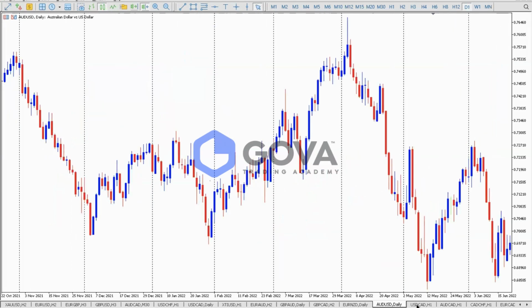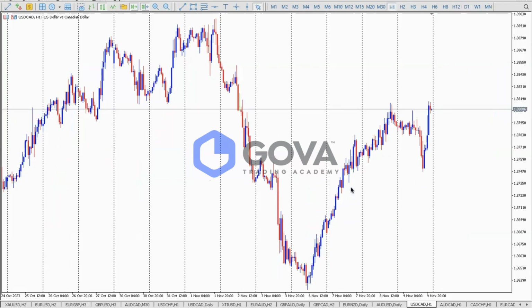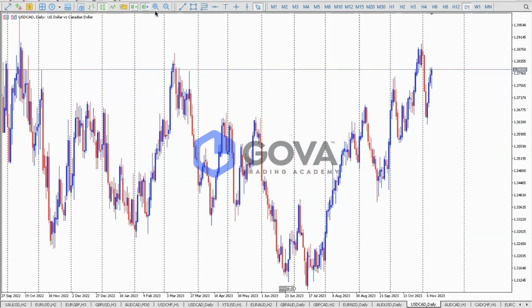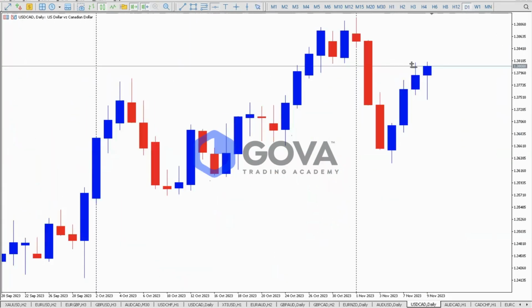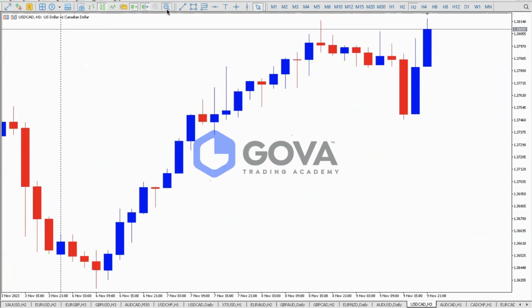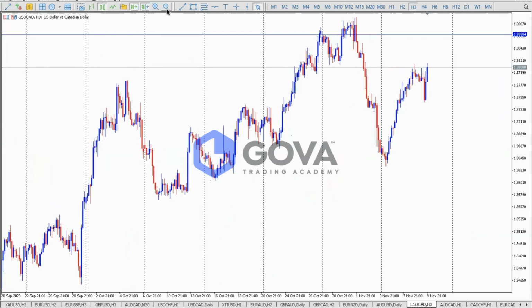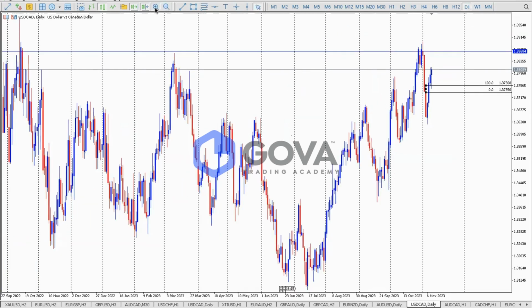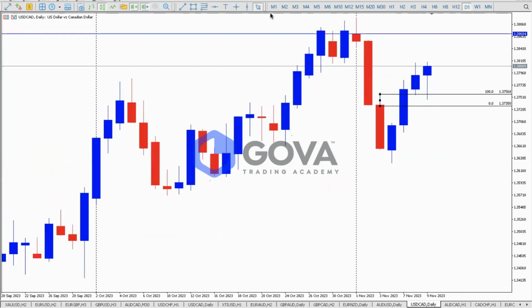Let us look at USD CAD, for example. On USD CAD, the same thing applies. The same thing happened on USD CAD. This is the monthly equilibrium line. This is the weekly EQ. On the weekly EQ, as at the time of the analysis, this was our zone. We all know that because on the D1, that is the bearish candle. That is the last bearish candle on the D1.